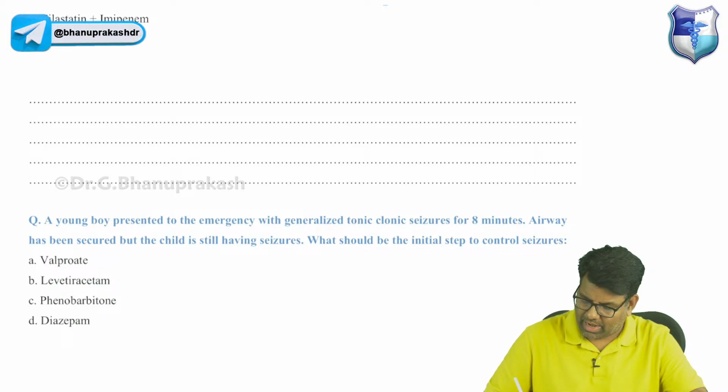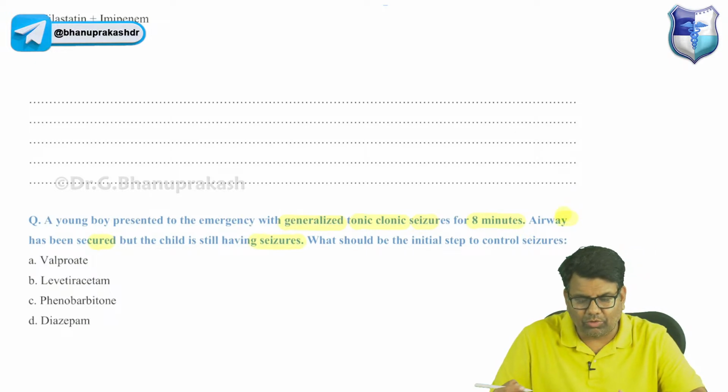A boy had generalized tonic-clonic seizures for 8 minutes. Airway is okay, but the child is continuing to have seizures. What should be the initial step to control seizures?